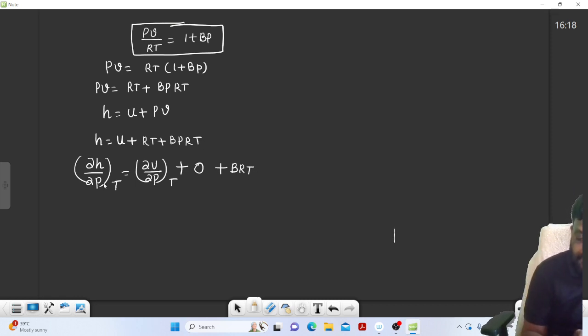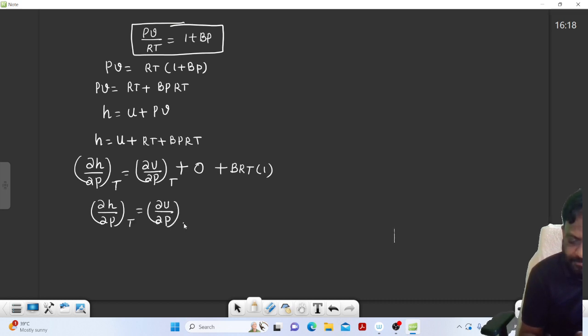You are differentiating with P. What is the differentiation of P? 1. B is a temperature dependent parameter, here it is constant. R is a gas constant. T is constant. So you are differentiating with P. So what will be the differentiation of P? 1. So therefore dou H by dou P at constant temperature is equal to dou U by dou P at constant temperature plus BRT.